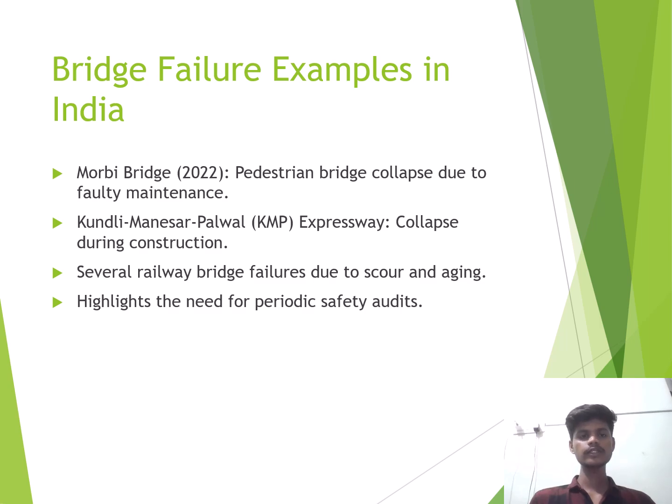Bridge failure examples in India: Morbi Bridge. In 2022, the Morbi Bridge, a pedestrian bridge, collapsed due to faulty maintenance. The Kundli Manesar Palwal (KMP) Expressway bridge collapsed during construction. Several railway bridge failures occurred due to scour and aging. This highlights the need for periodic safety audits.